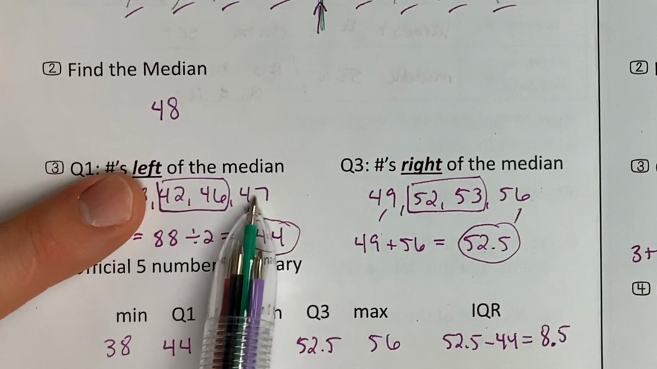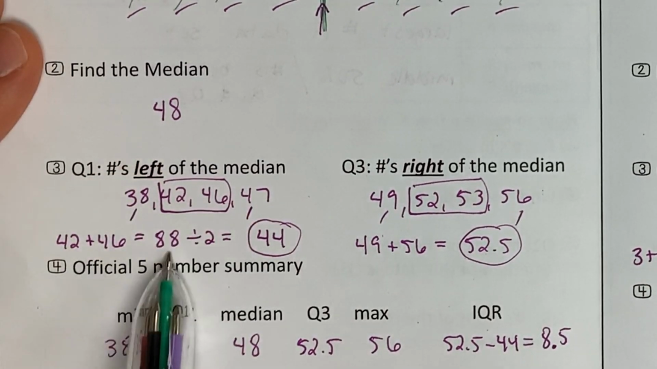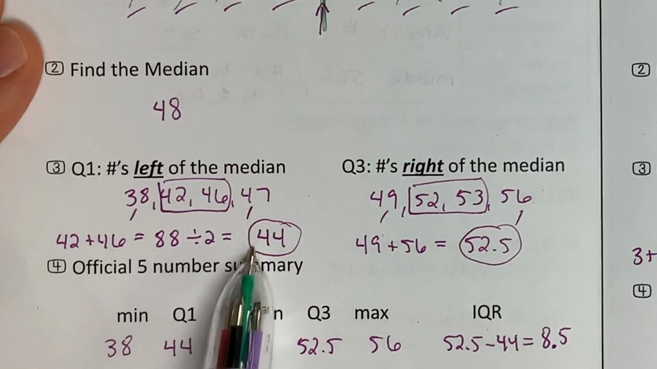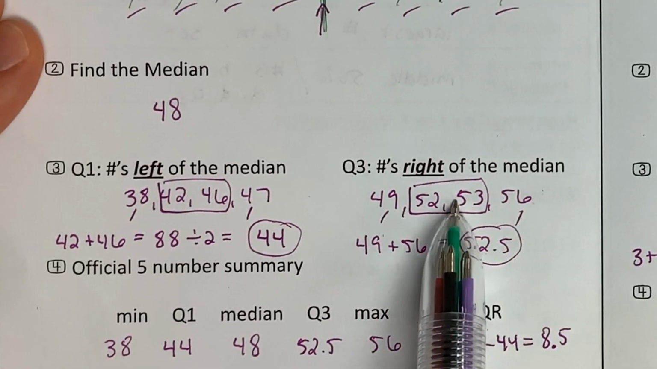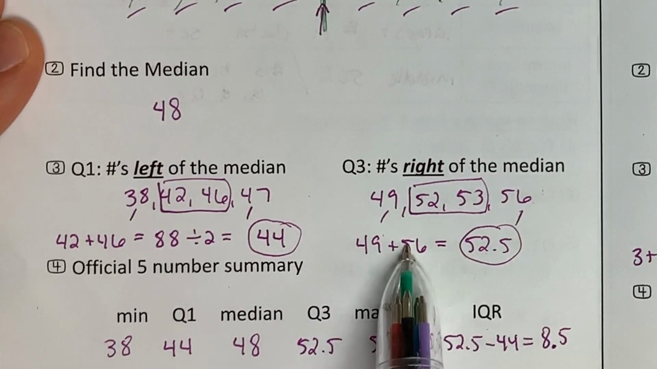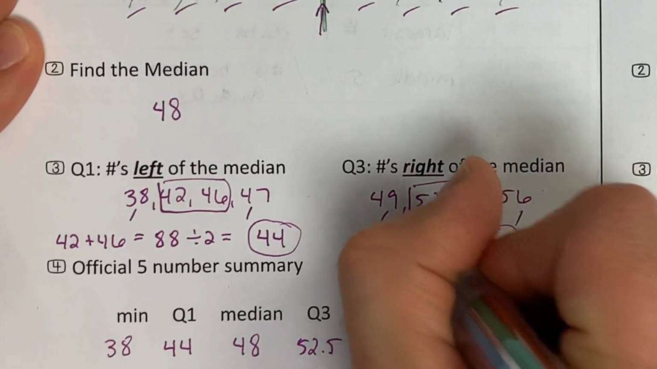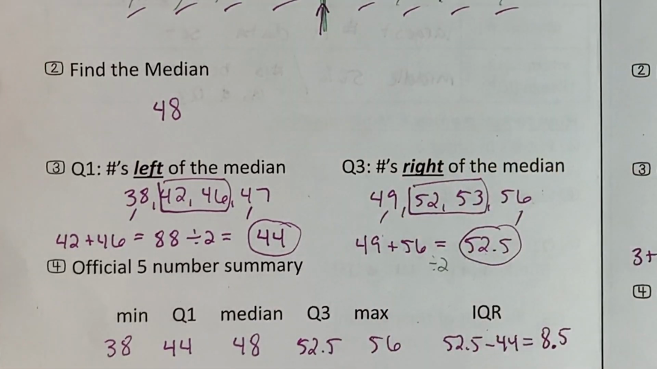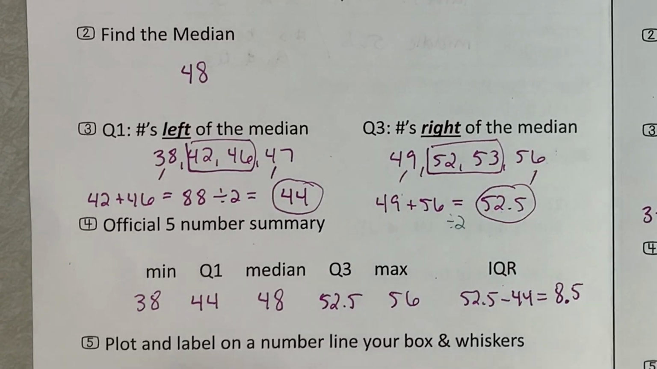And then they were an even set of numbers. So when I cross out the outer edges, I'm left with 2 numbers tied for the middle. So I added them together, divided by 2, and got 44. Crossing out my edges on the other side, I got 2 numbers tied for middle. I add them together and divide by 2, which I forgot to write down, and then I got 52.5.